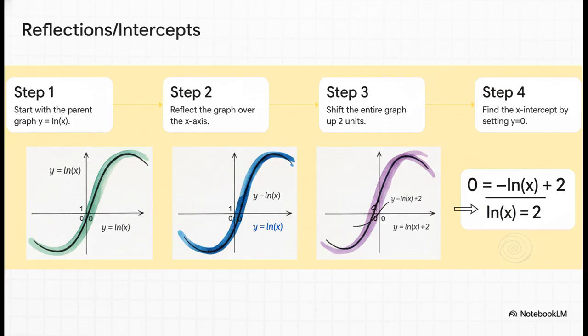So we set y equal to 0 and solve the equation. 0 equals negative ln of x plus 2. A little bit of algebra gets us to ln of x equals 2.